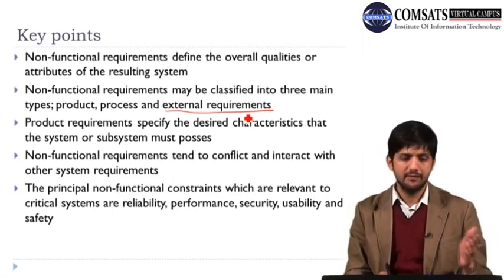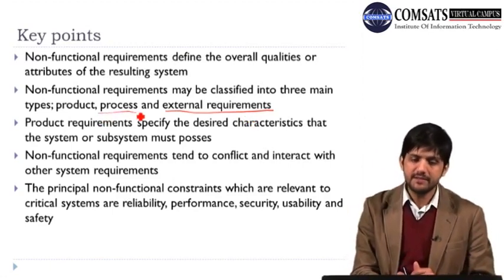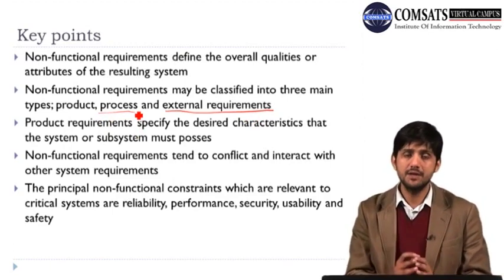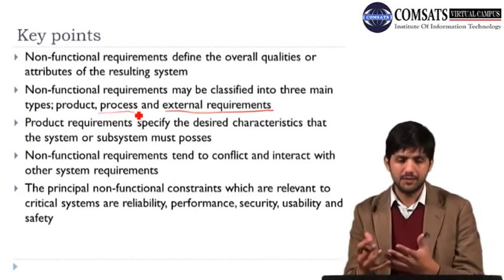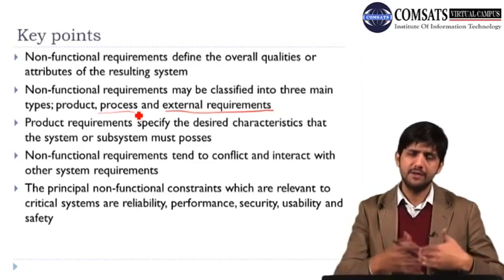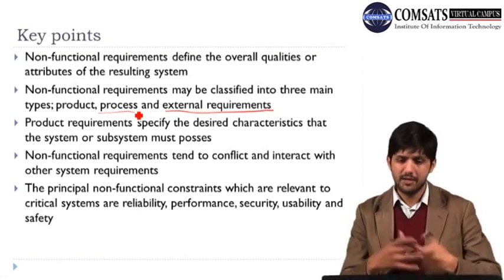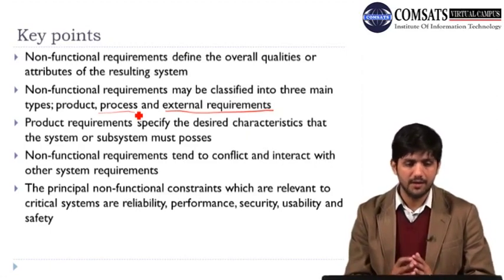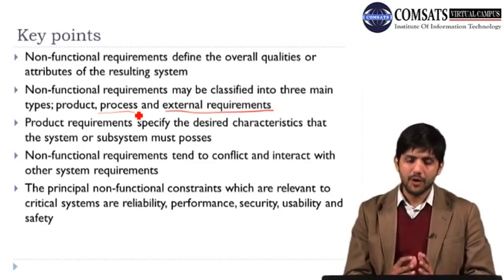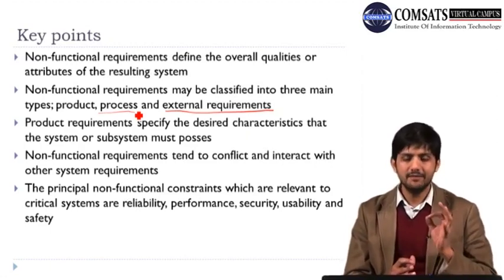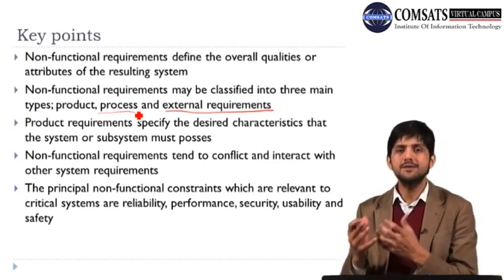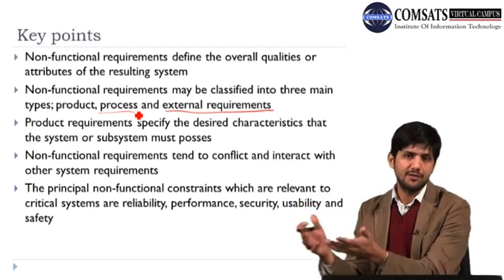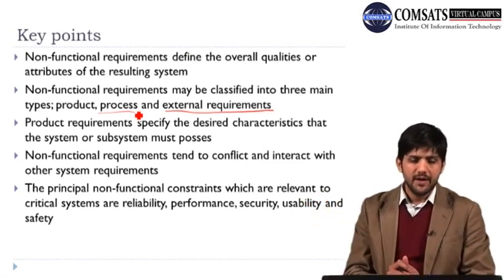For example, we then talked about process requirements as well, that if there are certain standards which the organization follows, we need to actually work according to them. And then we have product requirements, where reliability, flexibility, scalability, all these types of requirements fit into that category. Product requirements specify the desired characteristics that a system or subsystems must possess, and they are normally the constraints on the behavior and functionality of your system.